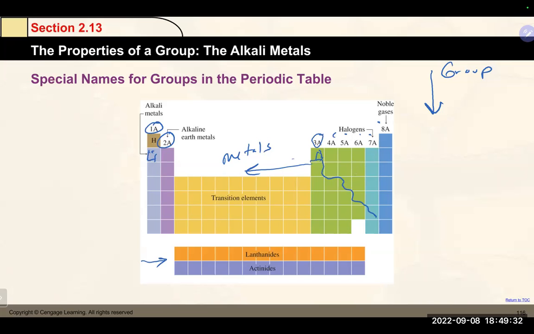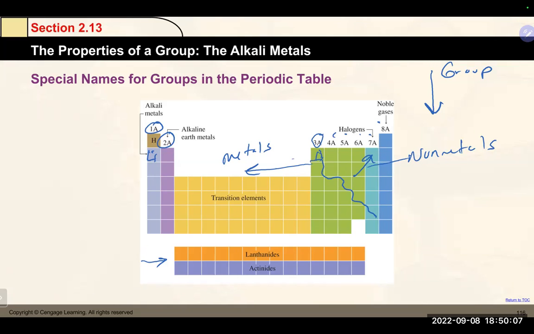Up and to the right of the staircase are our nonmetals. Nonmetals have pretty much the opposite characteristics. They are dull, they're brittle, and they're used as insulators. They also have a much different variety of states. A lot of nonmetals are gases, solids, and liquids, as opposed to metals. Most metals are what? Solids. Most metals are solids. The one exception is mercury, which is a liquid. That's why it's blue on most periodic tables, because it's actually a liquid.